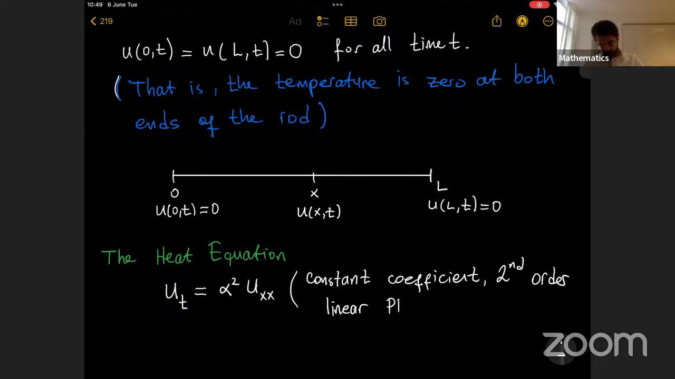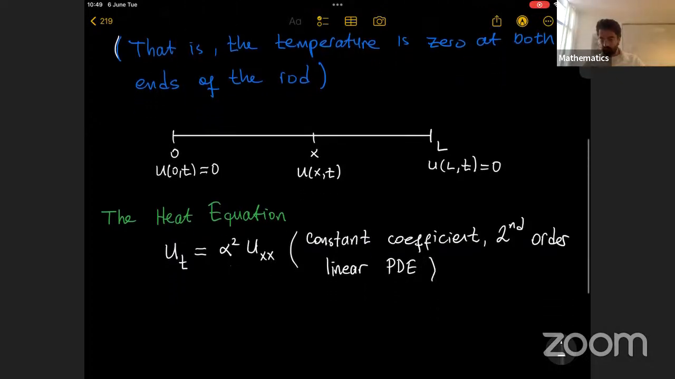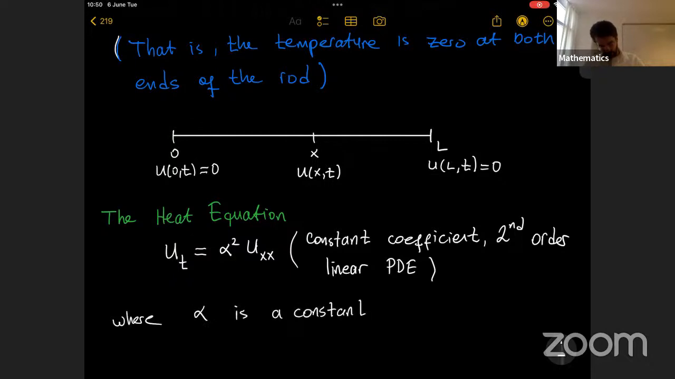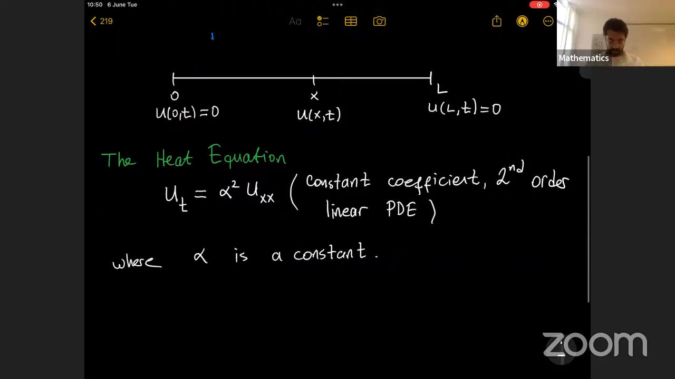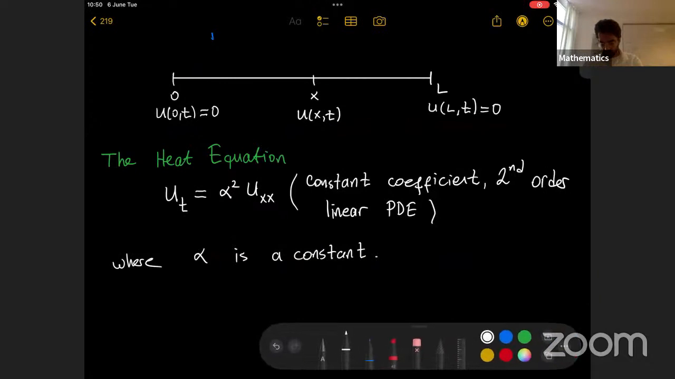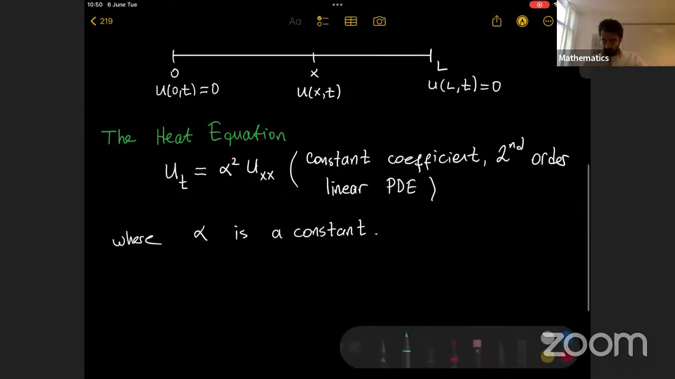PDE. Well, here alpha is a constant. It depends on the material of the rod. It will be given anyway. Well, here the goal is to solve this equation with some initial conditions.